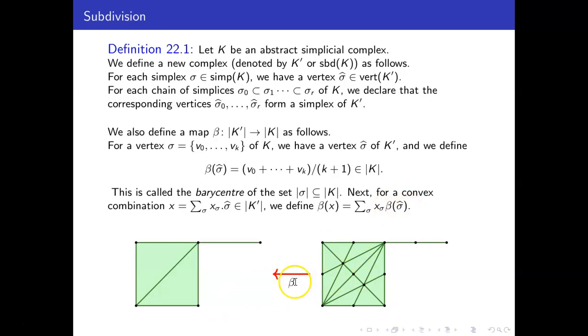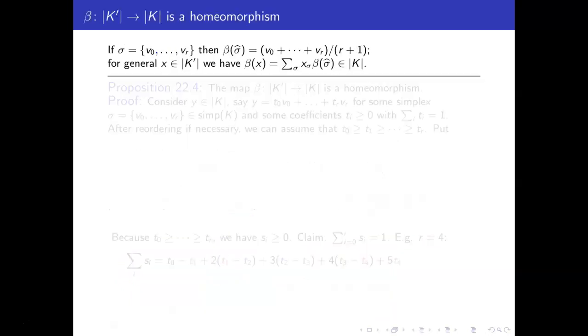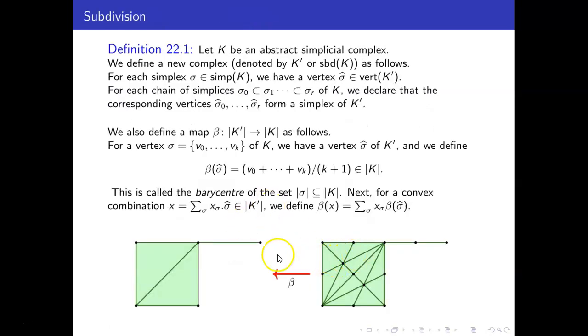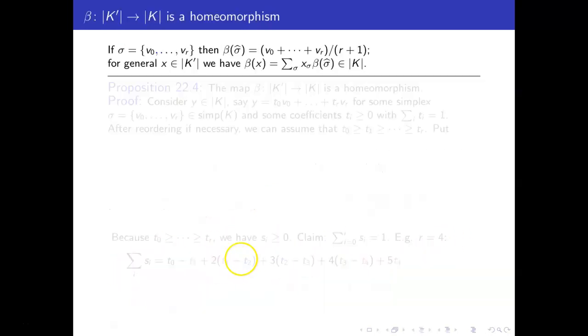So beta is basically, in the case of the complex K that we were considering earlier, this is a picture of the realization of K prime. This is a picture of the realization of K. And beta sends this picture to that picture in the obvious way. And we've drawn this in such a way that beta is more or less the identity. So it's a key point that this map beta is actually a homeomorphism. You see it here. This space here is basically the same as that space. But we need to prove that in terms of the formal definitions.